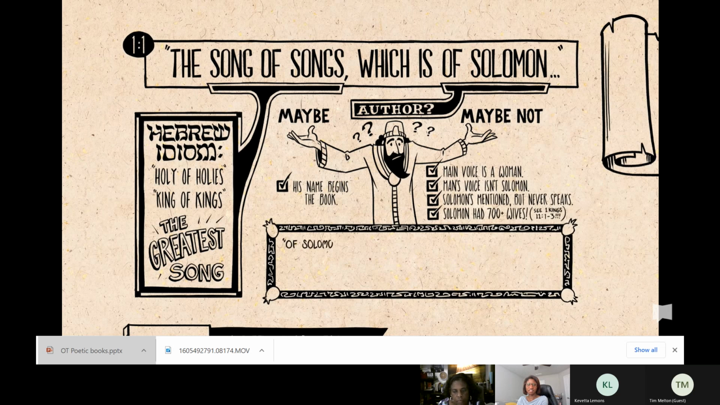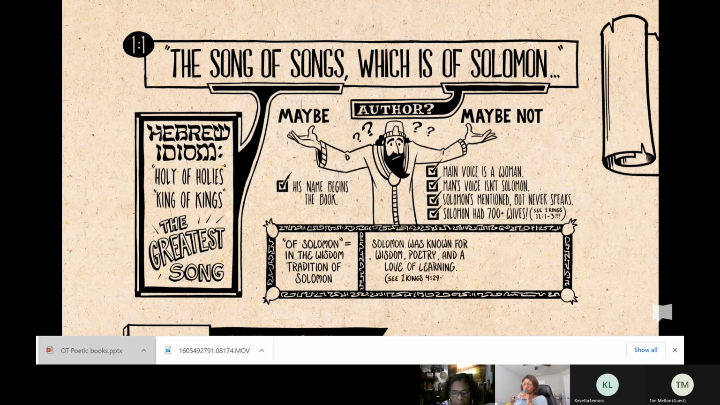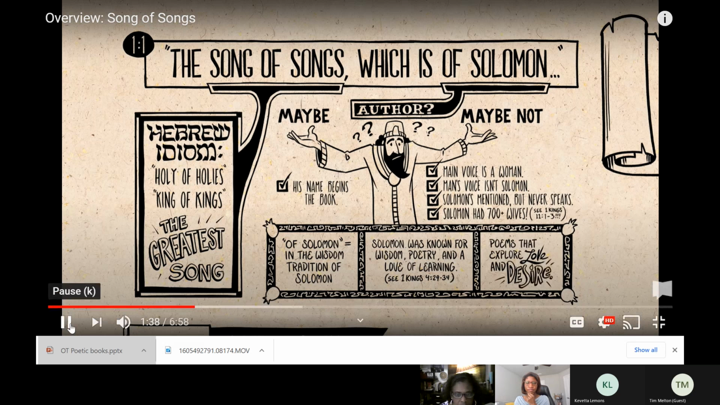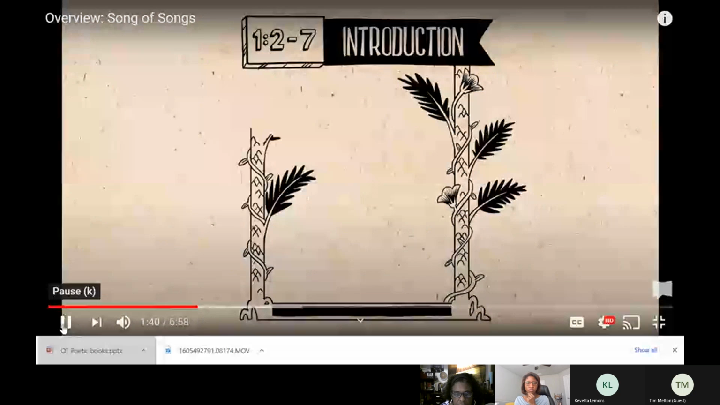So the "of Solomon" likely means in the wisdom tradition of Solomon. He was known for his wisdom, his poetry, his love of learning about every part of life. Solomon became the father of wisdom literature in Israel. And so his legacy is here carried on through a collection of love poems that explores the human experience of love and sexual desire.